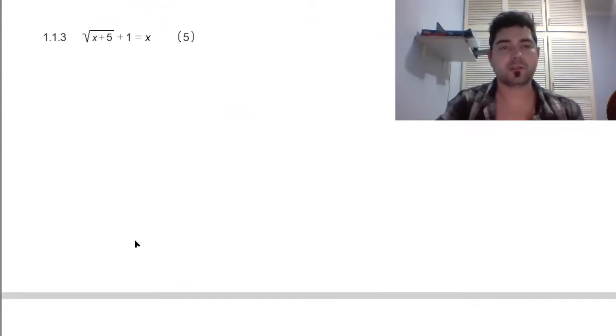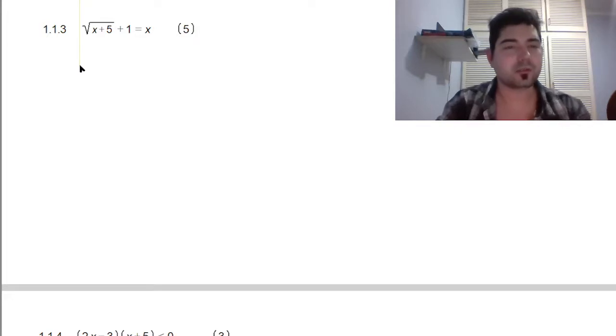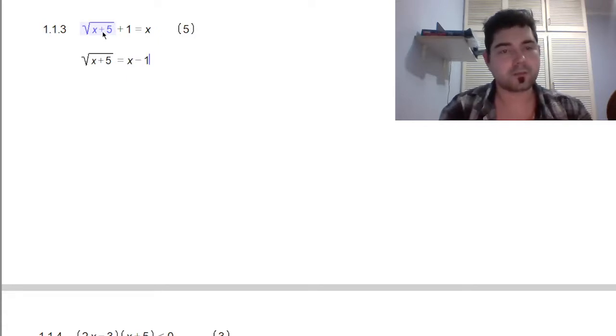The next one over here is the square root of x plus 5 plus 1 equals x. So the first thing that you'll notice here is we got the square root sign. These ones look really intimidating, but it's not actually that bad. We just want to make sure we get that square root on its own, because if you try and square it as it is now, you're going to have a big problem. You'll never get rid of that square root. So let's start off with just bringing that 1 over to get this on its own, x minus 1, okay, and then we're going to square both sides.